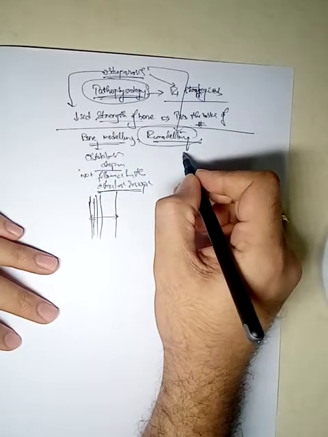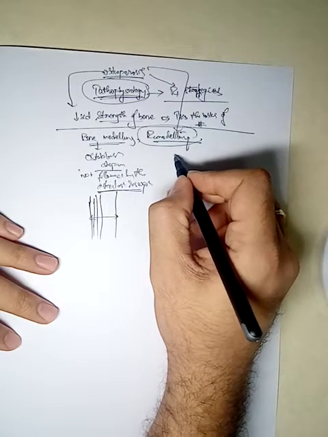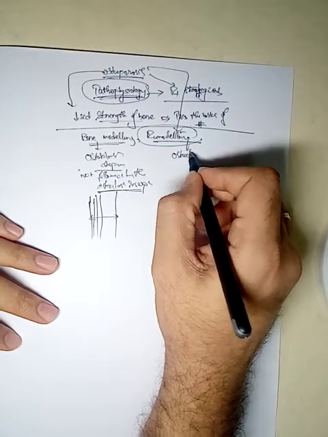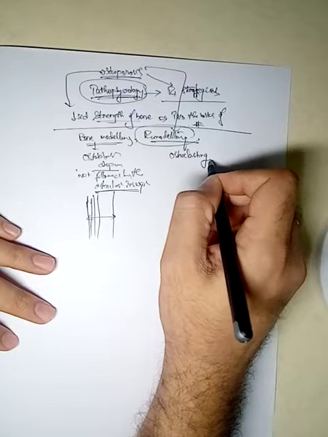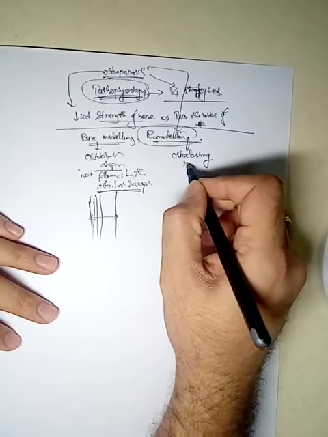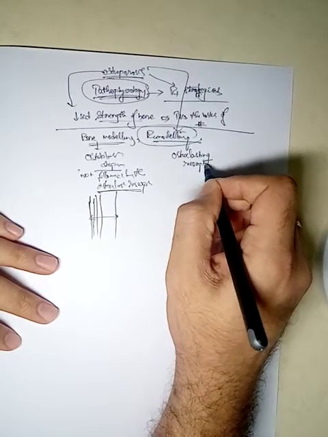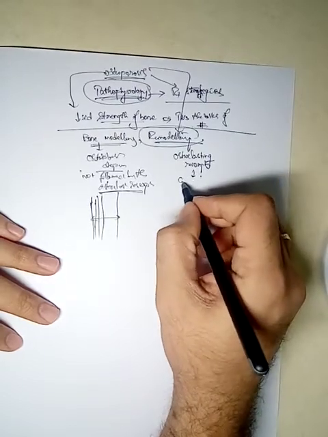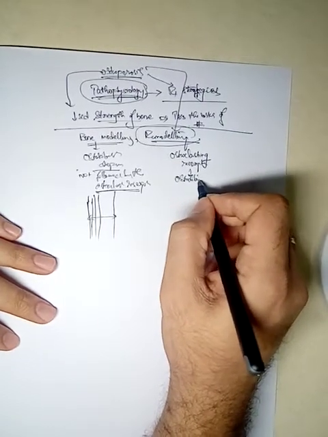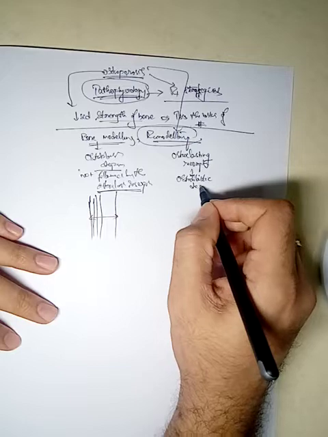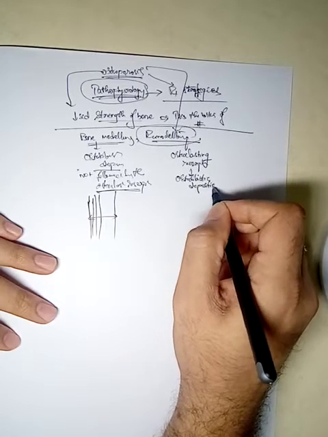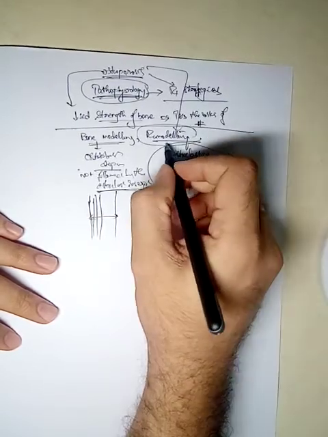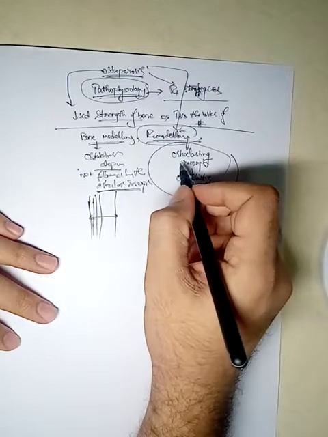So what happens is there is an osteoclastic resorption and an osteoblastic deposition. This coupled process is called remodeling.